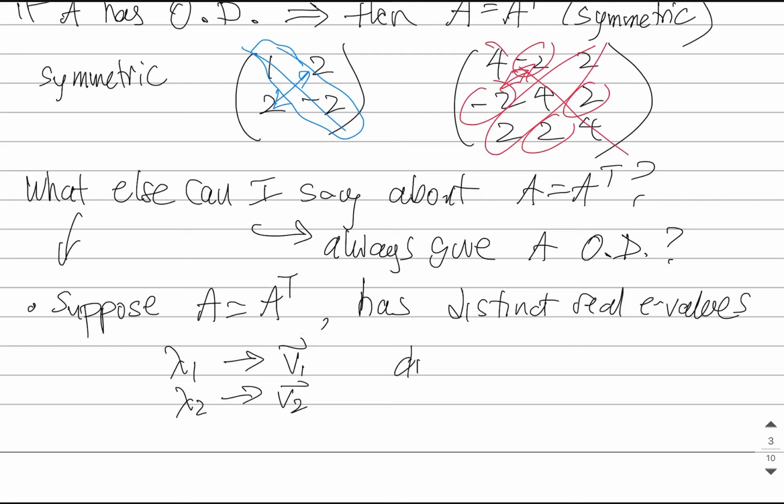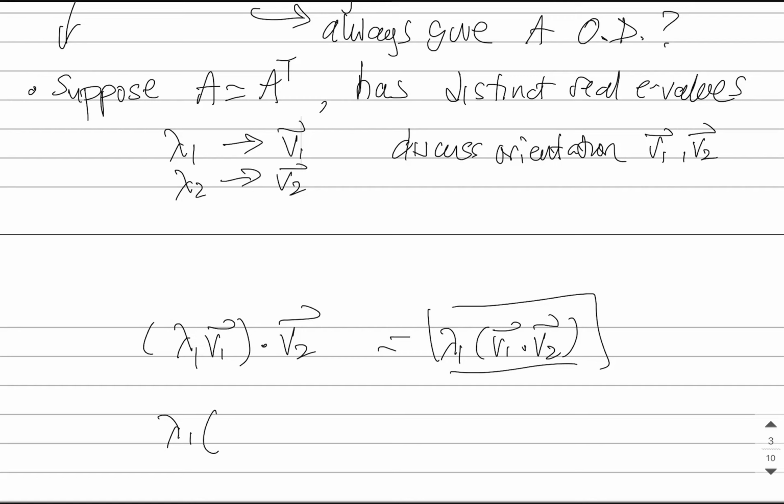Let's discuss the orientation of this V1 and V2. As I said here, lambda 1 V1 dot V2. I kind of went the other way. I'm sorry here. I should pull this back in.